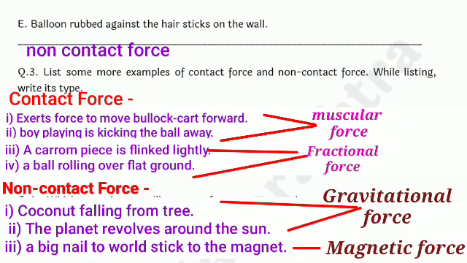Next, non-contact force. See the list of examples. First, a coconut falling from a tree: this is gravitational force. Next, a planet revolving around the sun: this is gravitational force. Third, a big nail sticking to a magnet: this is magnetic force. Write three examples of non-contact force, four of contact force, and any more examples.